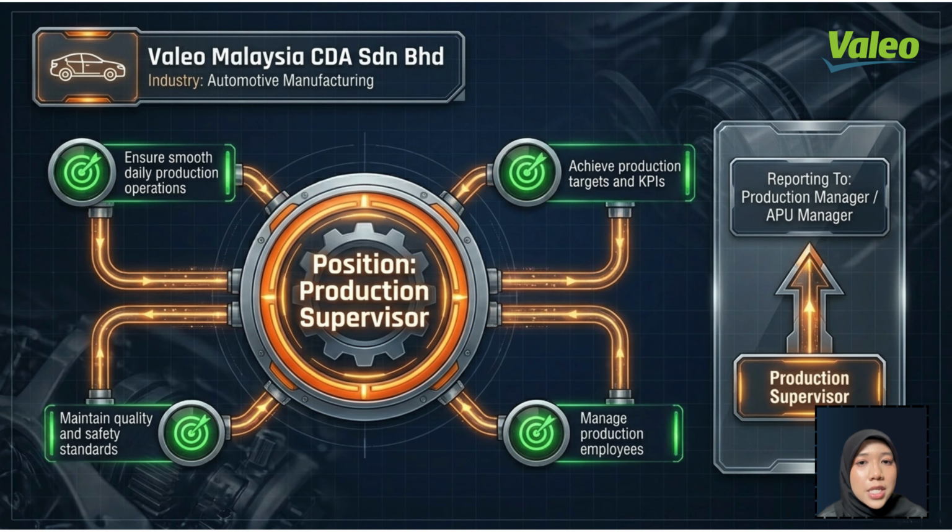The production supervisor is responsible for managing daily production activities and ensuring that production targets are achieved according to quality, safety, cost, and delivery requirements. This position acts as an important connection between management and production employees. The supervisor needs to coordinate with operators, engineers, technicians, and other departments to ensure production runs smoothly.